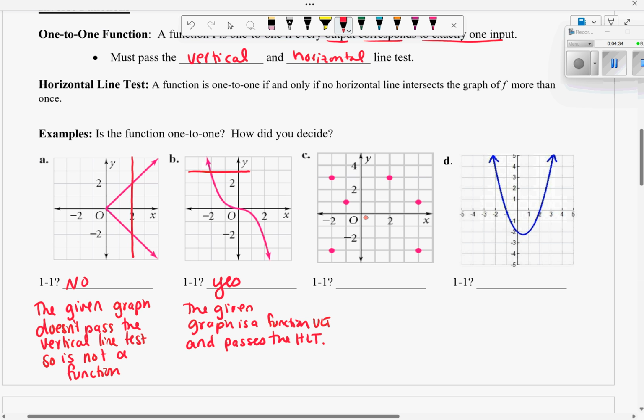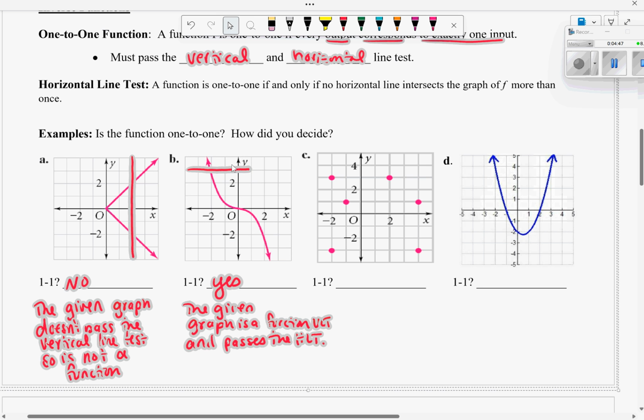So why do we use the horizontal line test? You might be curious. The horizontal line test tells us whether or not the inverse is going to be a function. So that's how we determine. So by this right here, I would say if I were to graph the inverse, it would pass the vertical line test and therefore be a function.